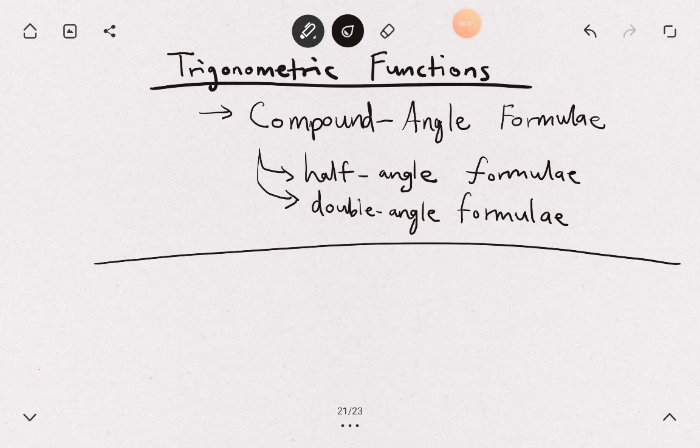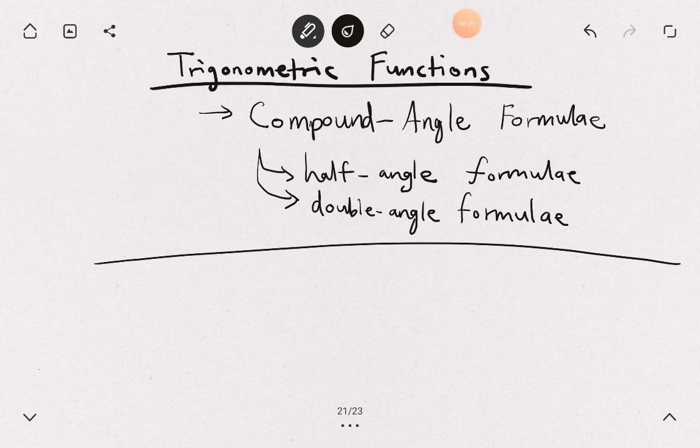Alright, so welcome back. Today we are going to talk about compound angle formulae, and under that I will also talk about half angle and double angle. Pretty much you need to know the compound angle formula for sine, cosine and tangent, and then actually the half angle and double angle is just from the same thing. It's nothing different from the compound angle. Okay, so we will study this now.